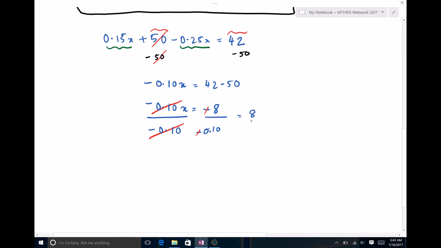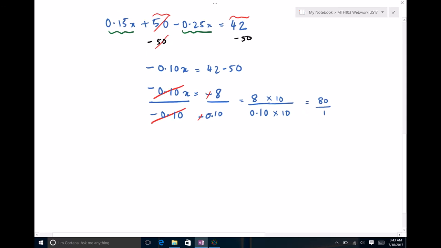You can either find this value using your calculator, or what I like to do is this little trick where I try to convert the denominator to 1. In order to do that, I need to multiply the denominator by 10. And so I also multiply the numerator by 10, so I get 80 over 1. Again, you can use your calculator for this. This is just a trick for those of you who want to do this mentally.